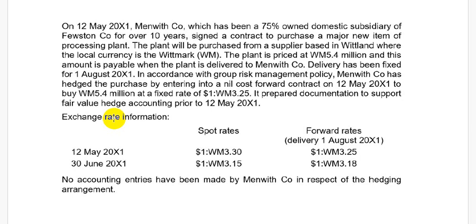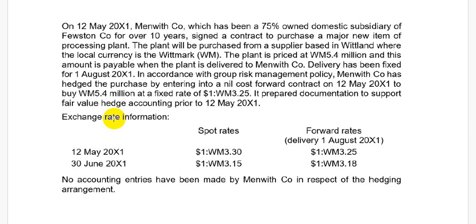So you agree on that date, you sign some documentation, and you lock that rate. So on that particular date, in this case 12th May, whatever rate will be applicable on that date, MCOR knows that it will buy the dollars at 3.25. So that is a scenario which you have to understand. Then you now need to understand what does the standard say when it comes to hedging.